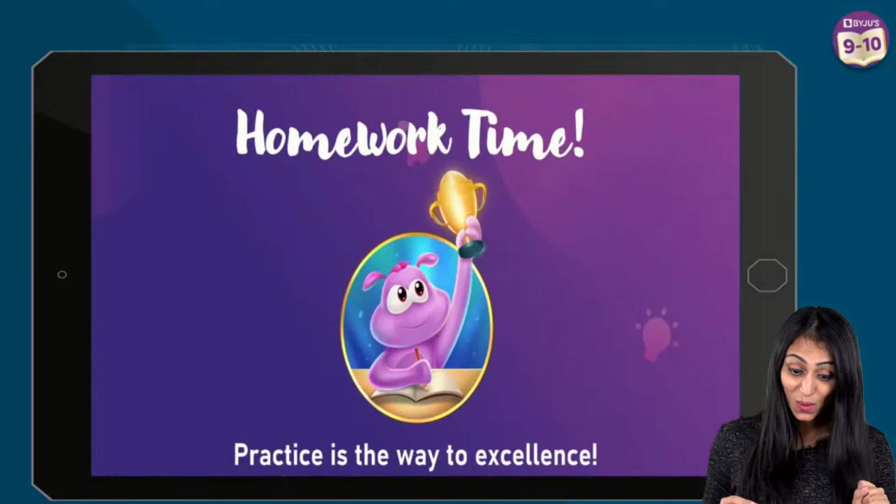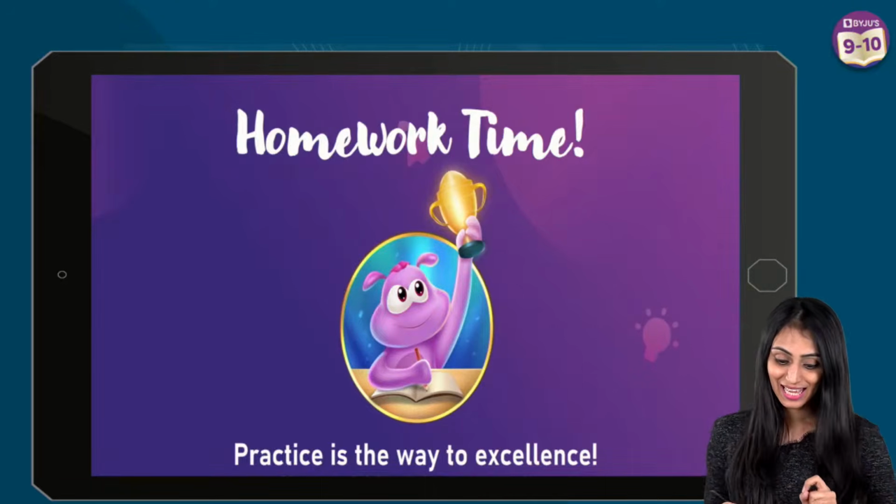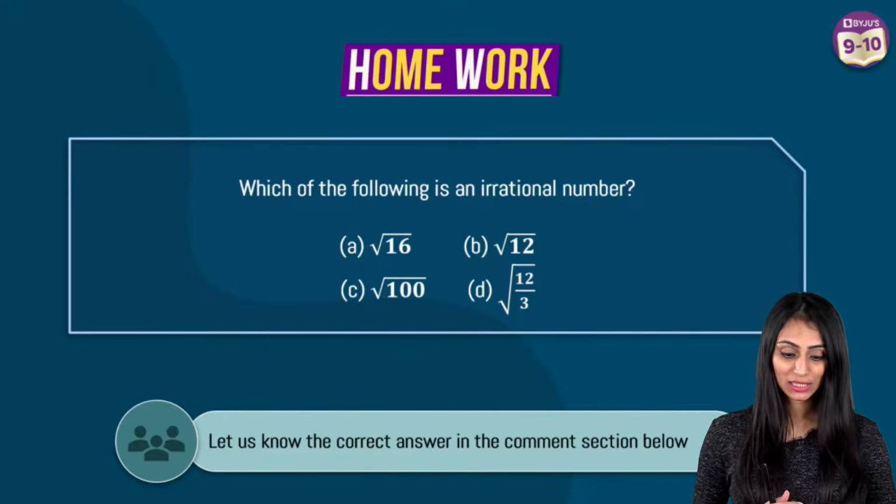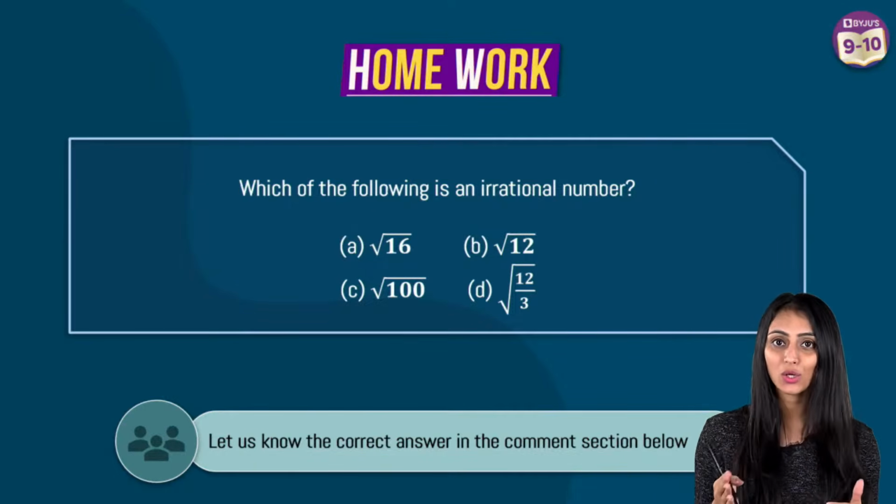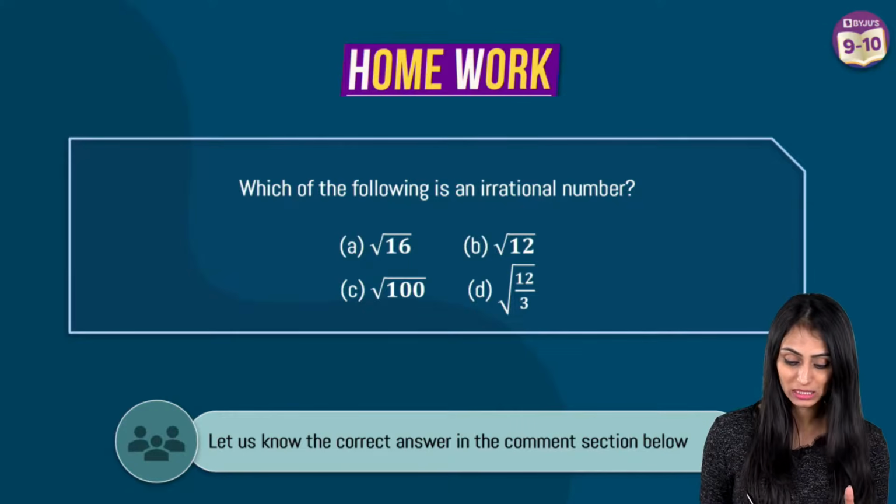Wow, that's amazing. Now comes the homework question. Which of the following is an irrational number? You can see four options. You can let us know your answers in the comment section below after this session.